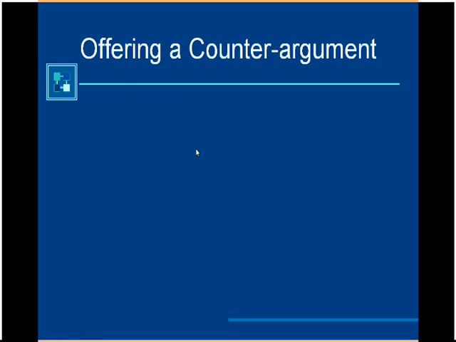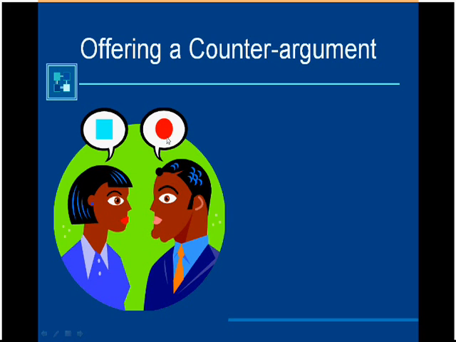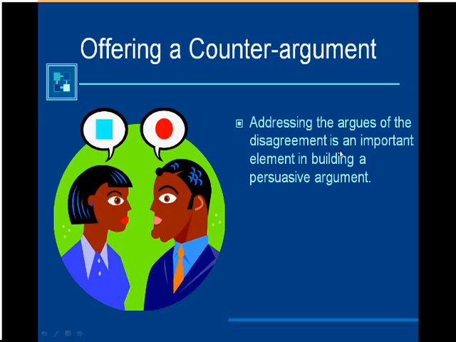Offering a counter argument. Okay, so we are going to look at the other side of the argument, another argument, which is of course the one you don't agree on, or you aren't for, or you see that it has lots of disadvantages. Of course, these people are arguing, okay? One person got an idea and the other person got another idea, and they try to convince each other. So they are arguing about something. Of course, this is done in speaking, but we have to look at it now in writing.